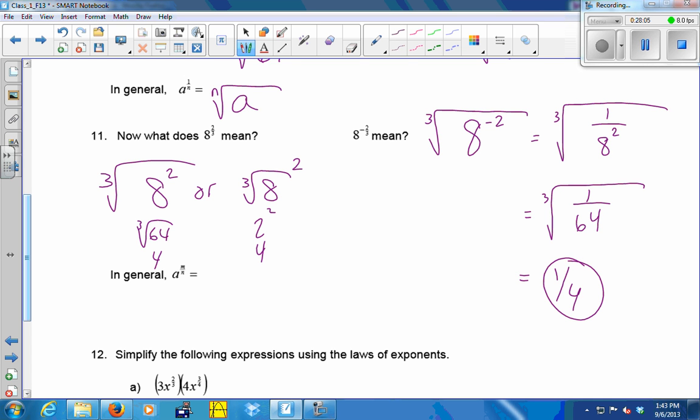Okay, so in general, a to the m over n is going to be a to the m power and then the nth root, or the nth root and then raised to the m. You can do the order in either way.